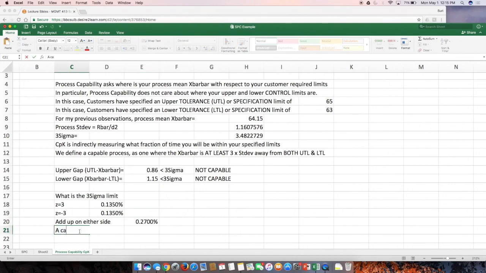So a capable process has no more than 0.27% defects. That's what a capable process is. That's why I said CPK is indirectly measuring what fraction of time you will be within your specified limits. And so in this case, it's not a capable process because it's less than 3 sigma. You don't have the 3 sigma cushion. The gap is less than 3 sigma. And so there's going to be a higher likelihood of violating these limits.